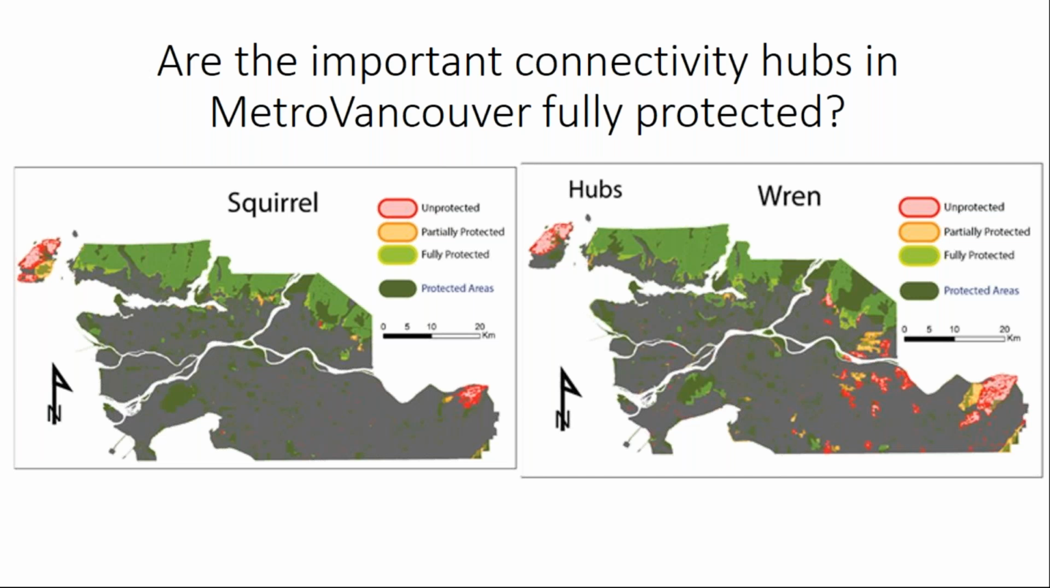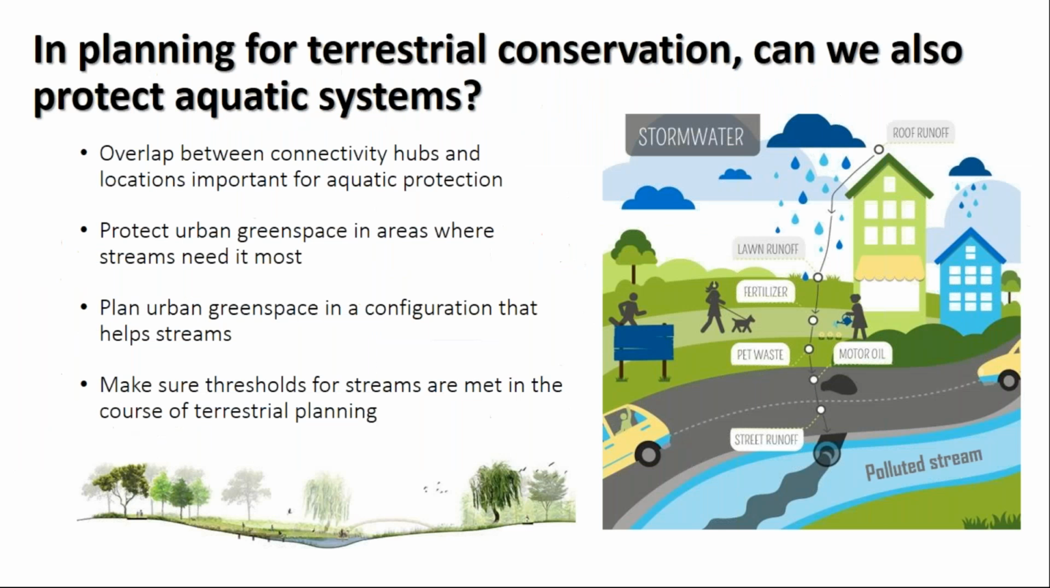And so what we're in the process of doing now is expanding this to more species so we can get an idea of where the overlap or mismatch of hubs are throughout the landscape. So how do all these things connect together then?